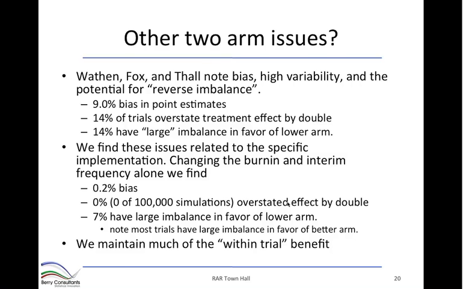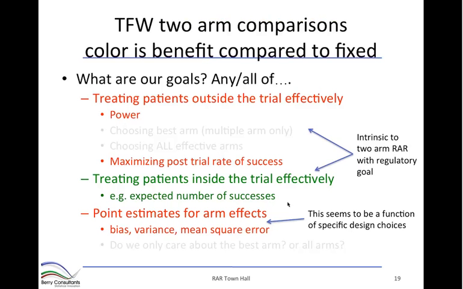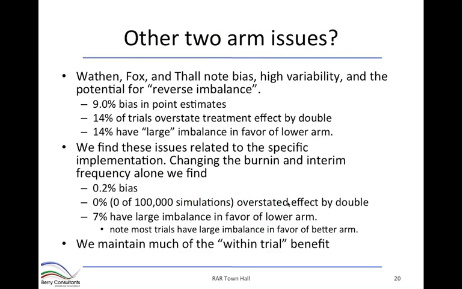Now, this becomes an interesting aspect. I'm not going to defend the two-arm RAR in this context, but I do want to make the point that some of these results are generalizing. The power for two-arm does always seem to be lower. The issues with the point estimates here seem to be a function of how the RAR is done. And that's important because we don't want to go through and say RAR always produces bias and then say, well, we've got the final conclusion.